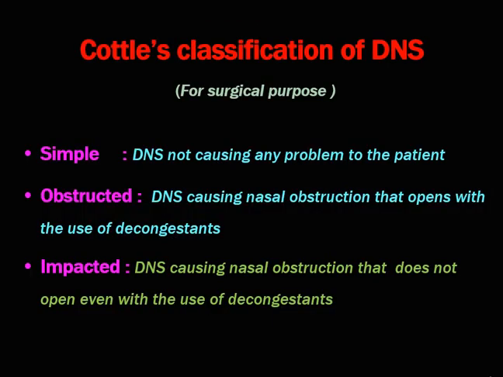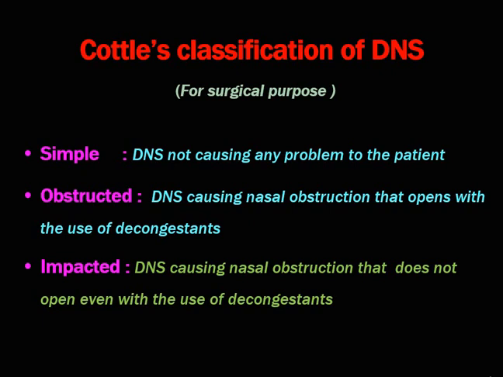For surgical purposes, DNS can be classified by Cottle's classification, which states that simple DNS means DNS which is not causing any problem to the patient. It is basically an incidental finding. Around 90% of all people have some form of DNS, either to the right or towards the left side. Second is obstructed DNS. DNS causes nasal obstruction, but that opens with the use of decongestants. Impacted DNS is DNS causing nasal obstruction that does not open even with the use of decongestants.